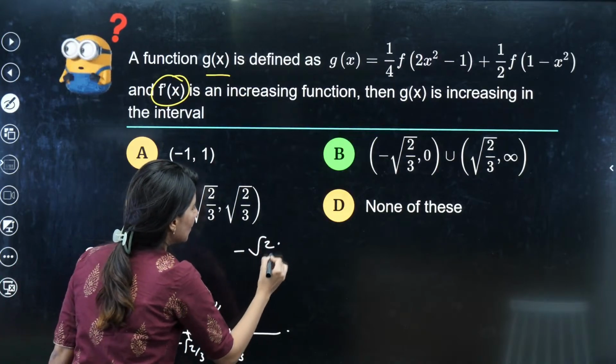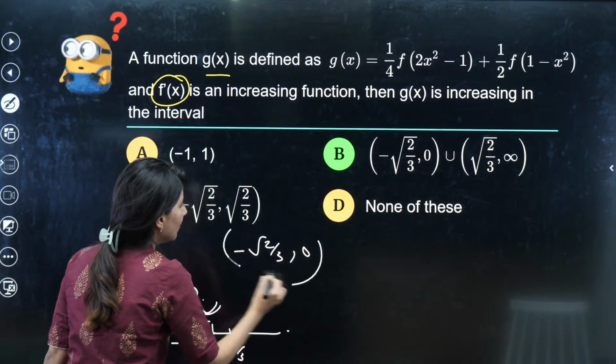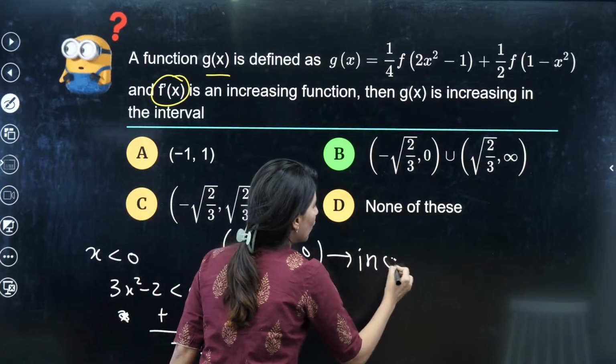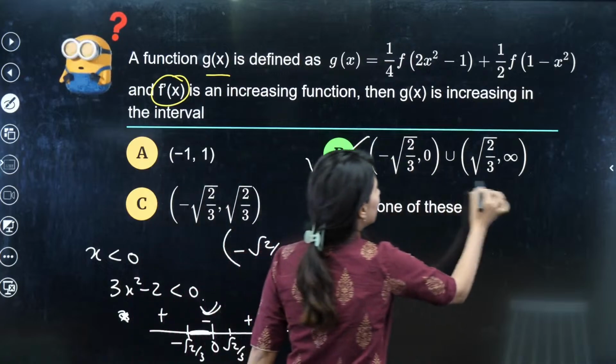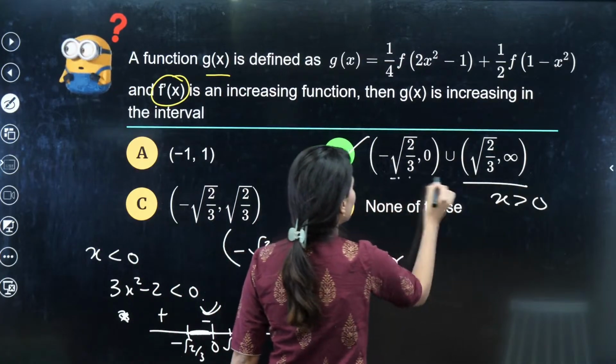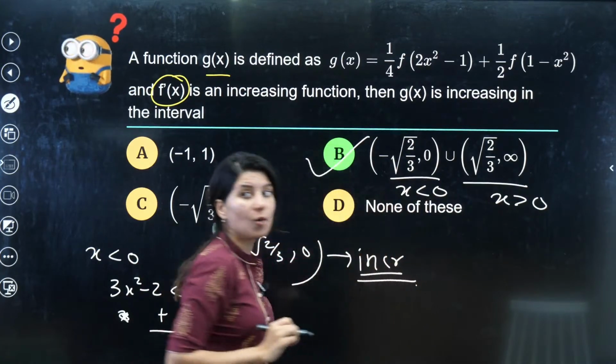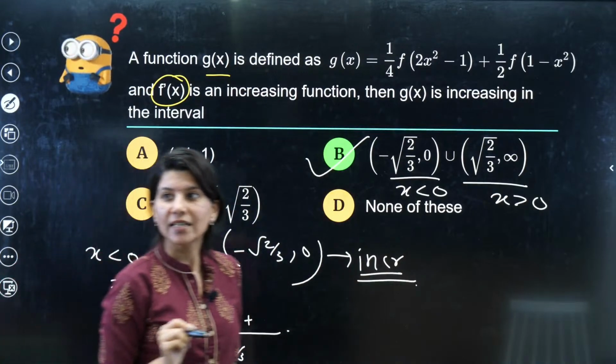So minus root 2 by 3 to 0 will be the interval of increasing, both the increasing intervals. So clearly option B is absolutely right. This we are getting from x greater than 0. This we are getting from x less than 0. Option B is absolutely right.